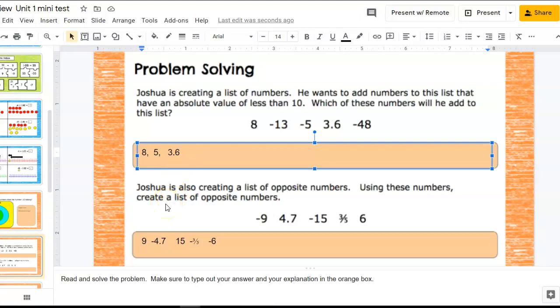So the second part, Joshua is creating a list of opposite numbers. Use these numbers to create a list of opposite numbers. So the opposite of negative 9 is positive 9. The opposite of 4 7/10 is negative 4 7/10. The opposite of negative 15 is positive 15. The opposite of 3/5 is negative 3/5. The opposite of negative 6 is positive 6.